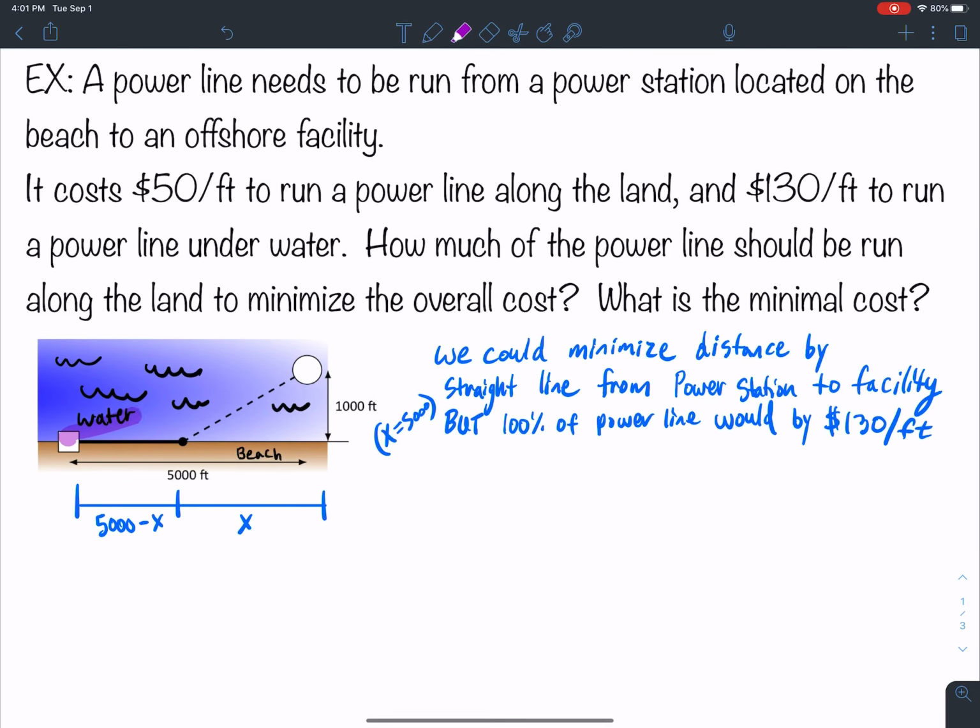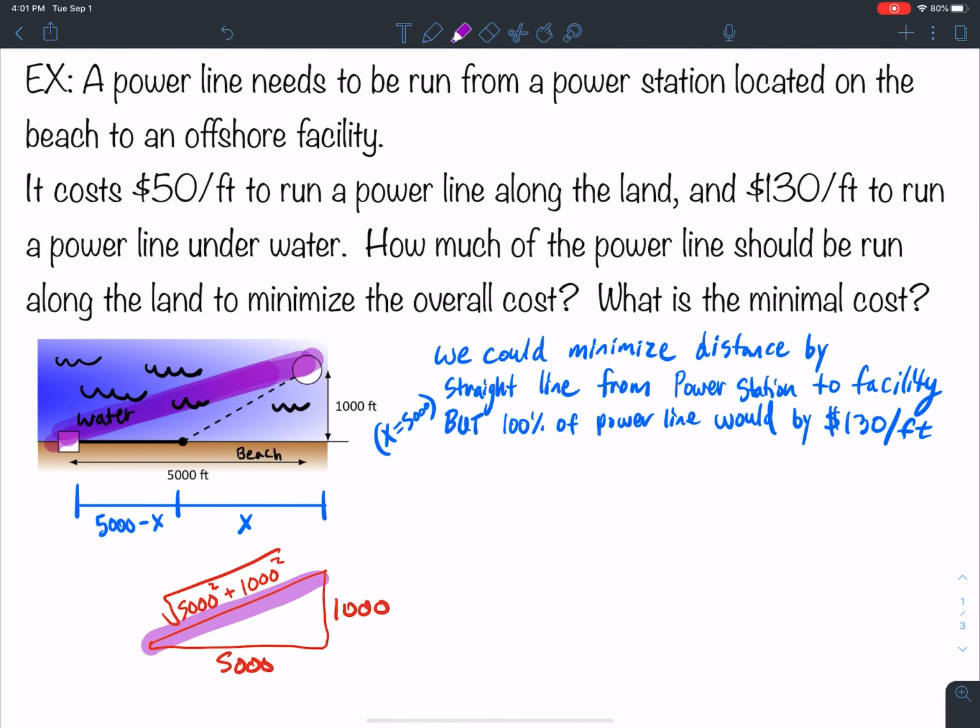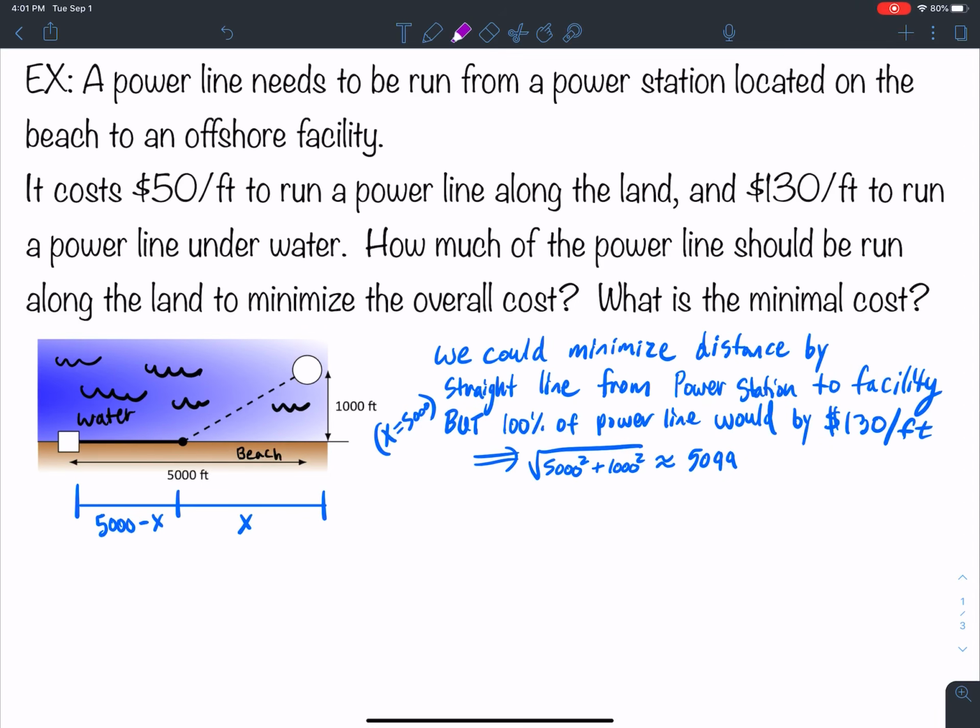So how can I use math to calculate that? Well, if I set up the Pythagorean theorem here, I know that this side is 5,000 and this side is 1,000. So a squared plus b squared equals c squared, but I don't want c squared, so I take the square root of that number right there. And that is all of the line in the water, right? Okay, so if I run through those calculations, I will get a number, and that will be my distance. My distance is 5,099 feet. Okay, so it's 5,099 feet that will all be underwater power line.